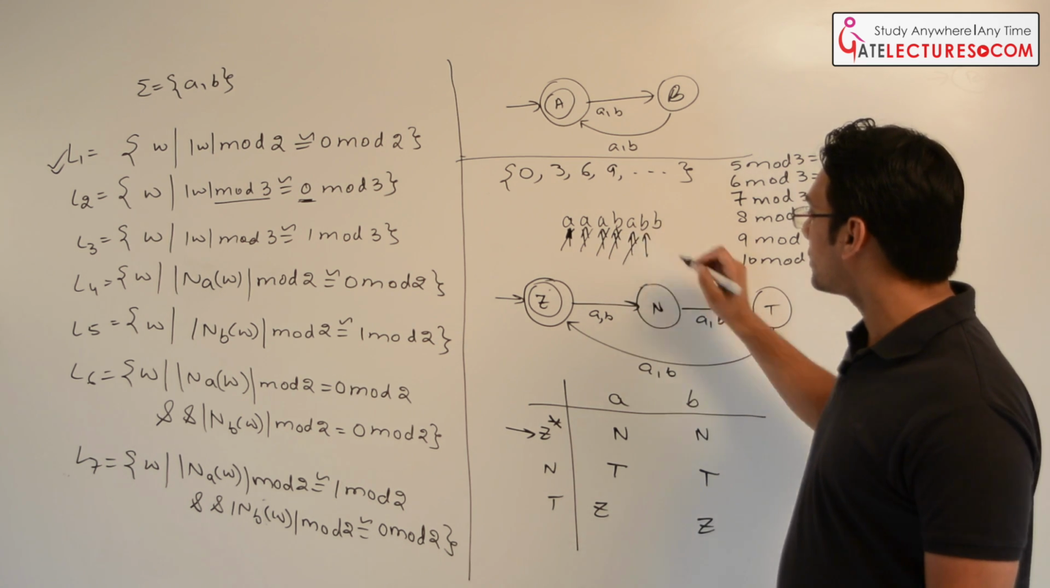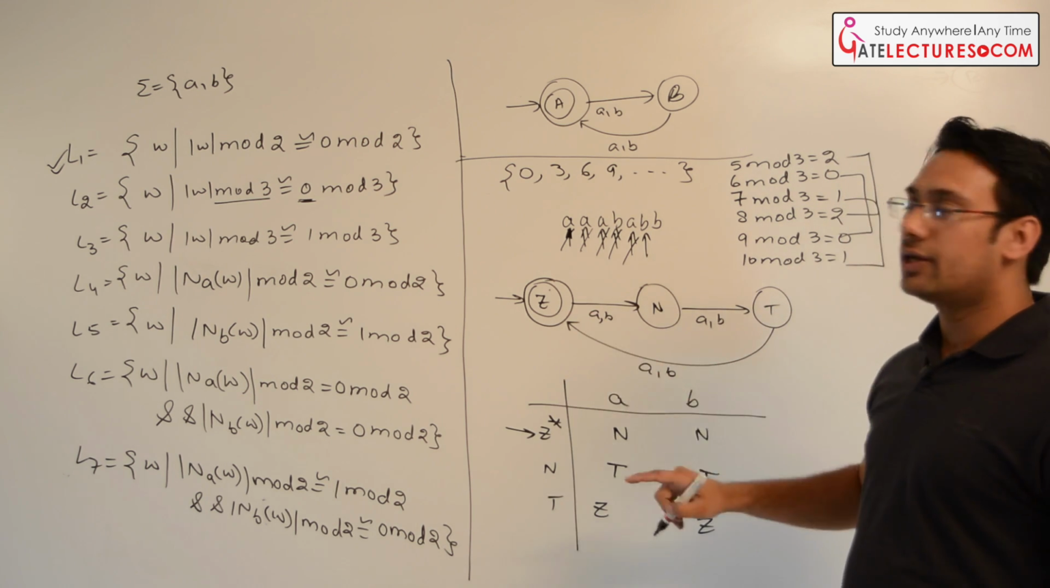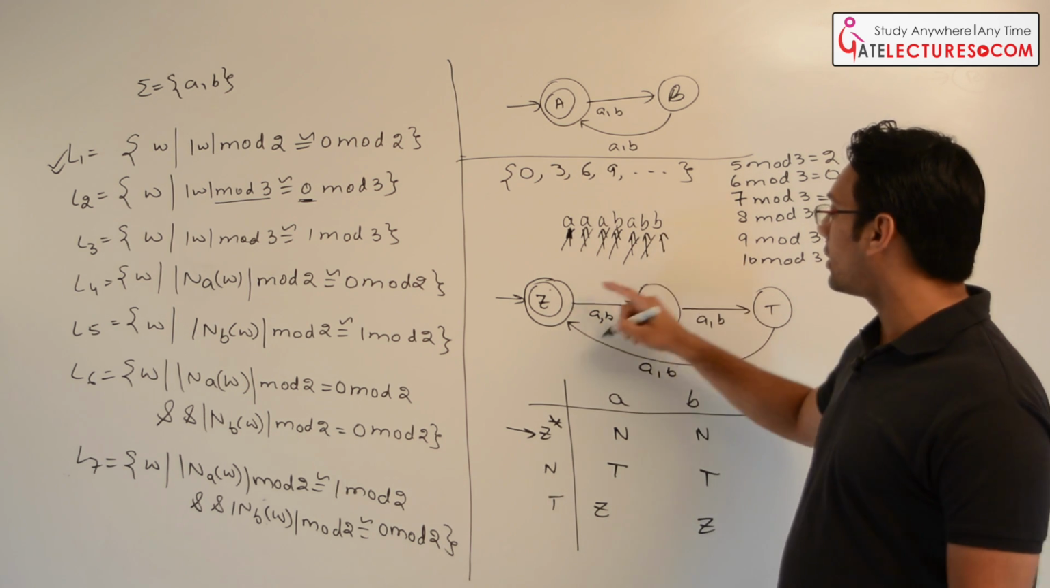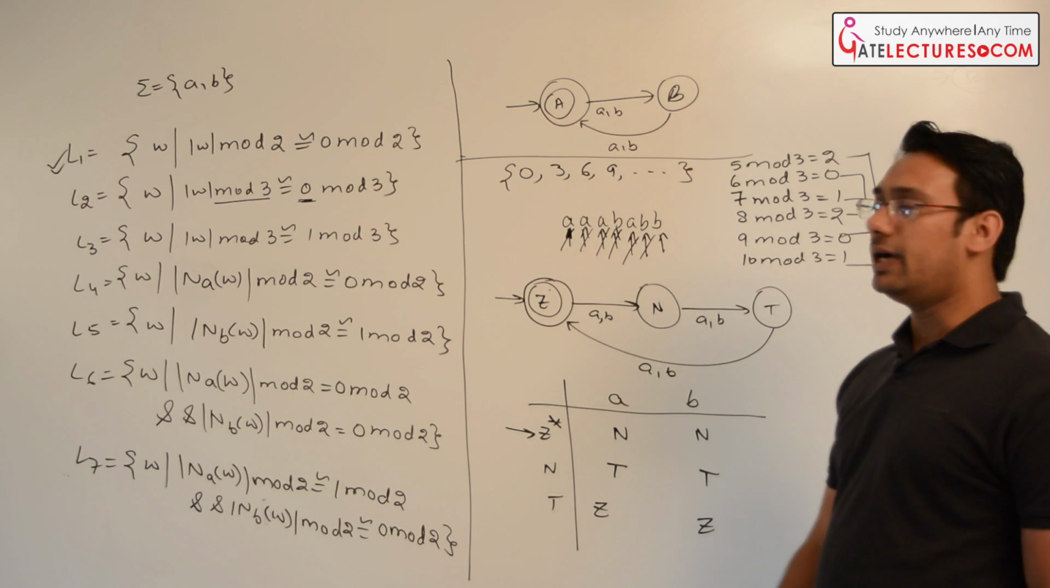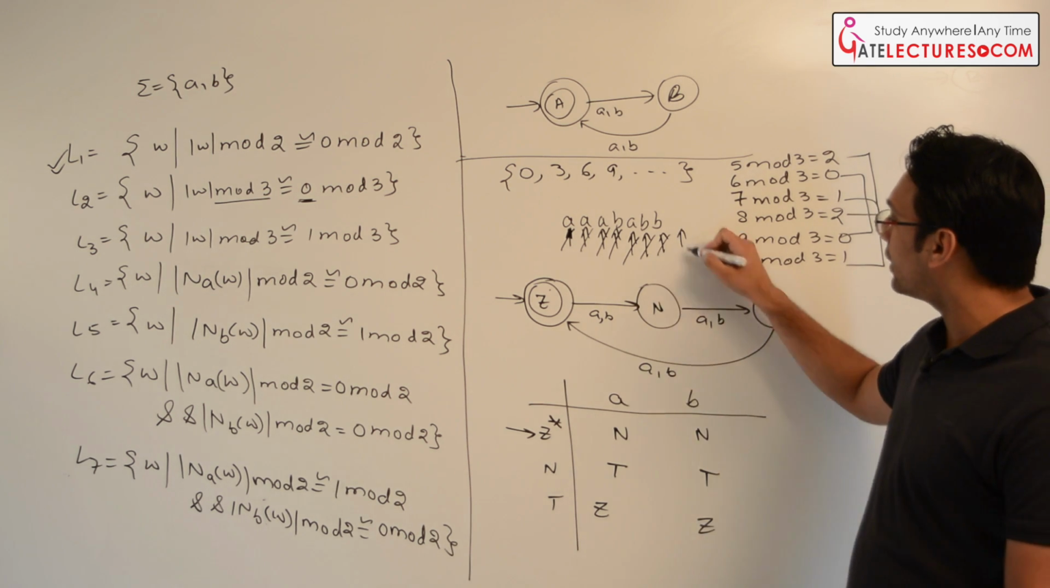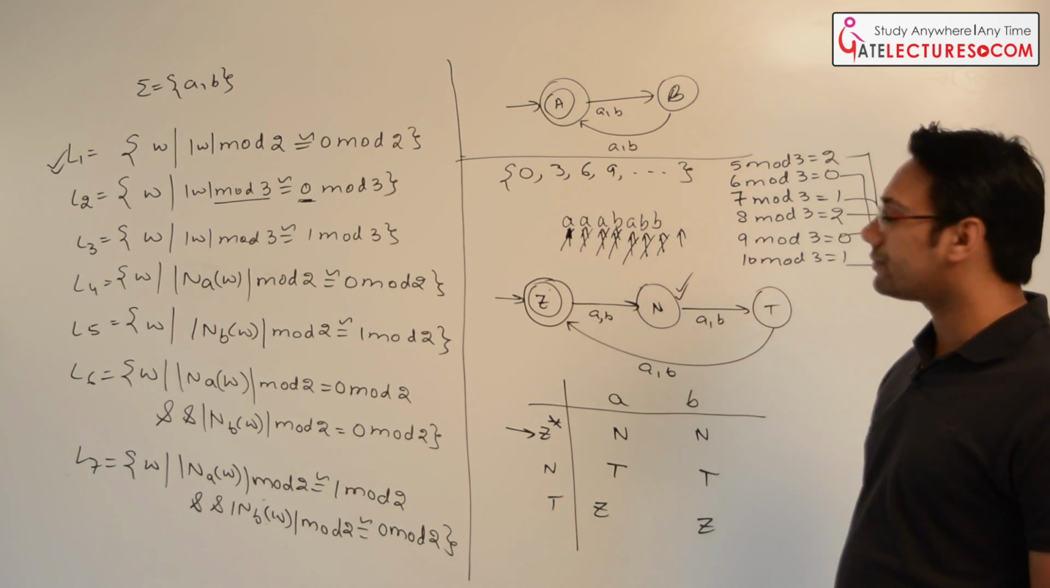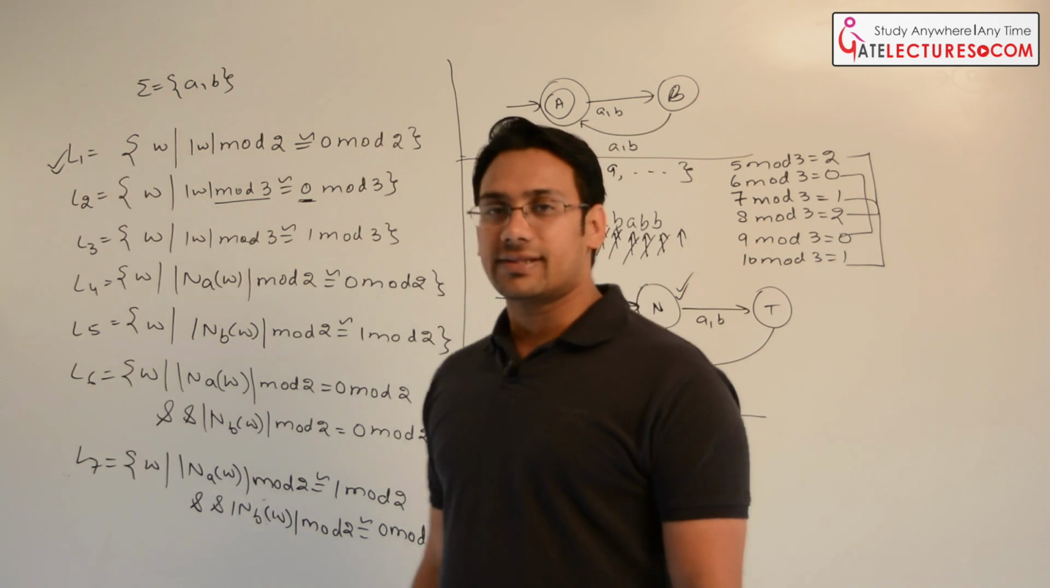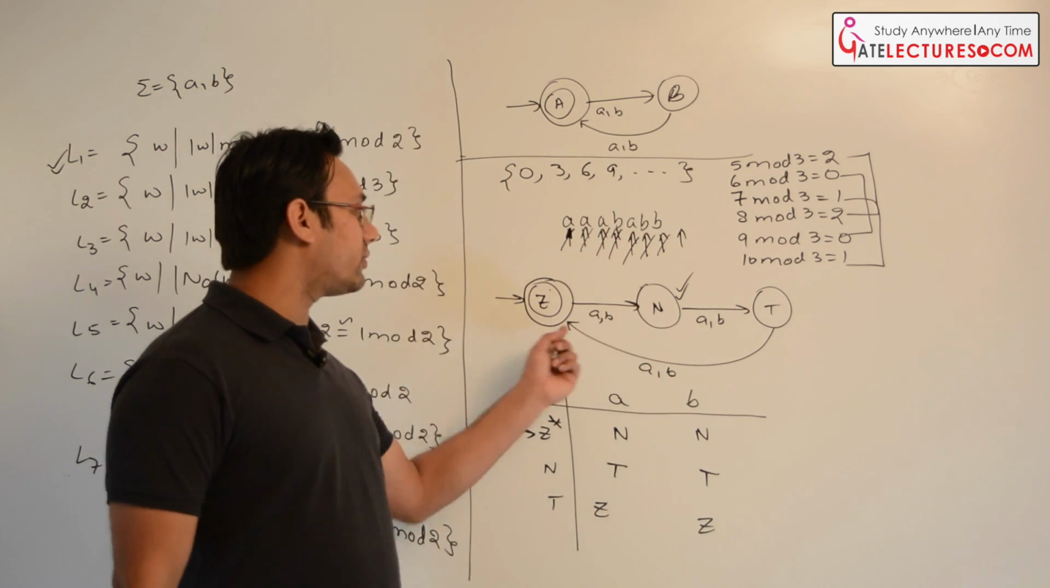After reading the sixth symbol, we will make a transition from T to Z. After reading the seventh symbol, we will make a transition from Z to N. And then after reading the complete string, we are at state N. And this state N is not a final state, therefore the string is not accepted.